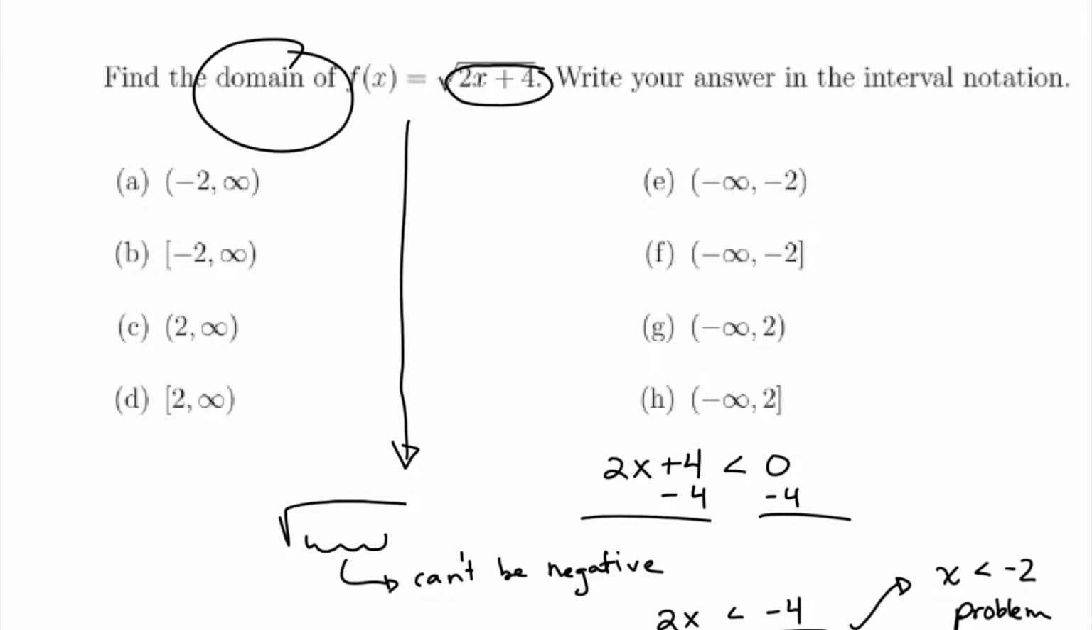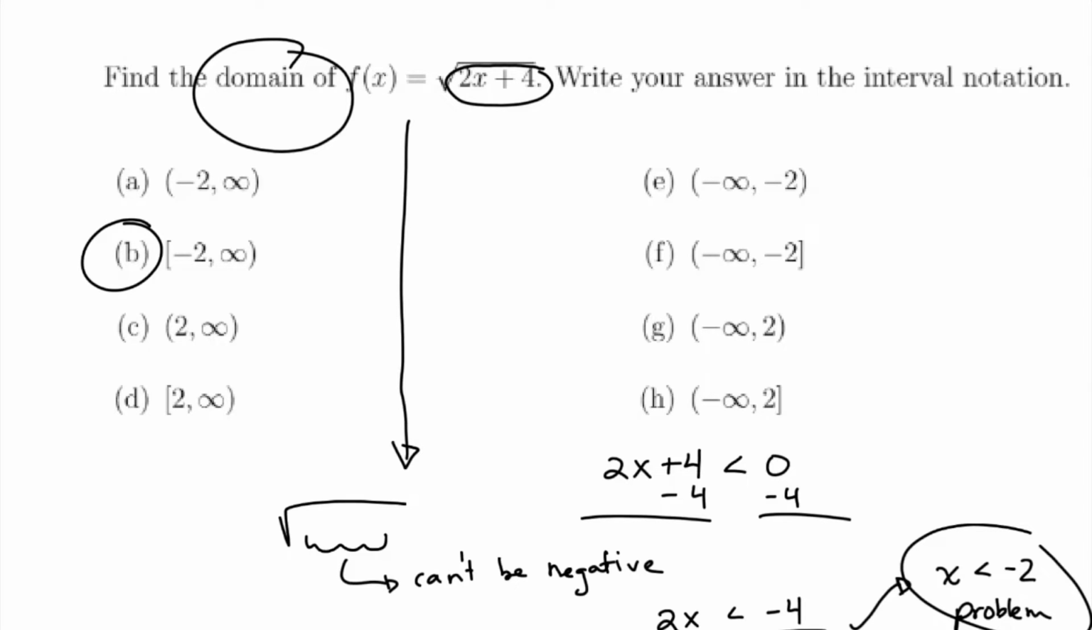So that means we are okay everywhere except there. So we're okay when we're equal to negative 2, because you have to be less than, but you could be equal to negative 2 or greater than negative 2, because we just can't be less than. So in this case, my answer would be B.